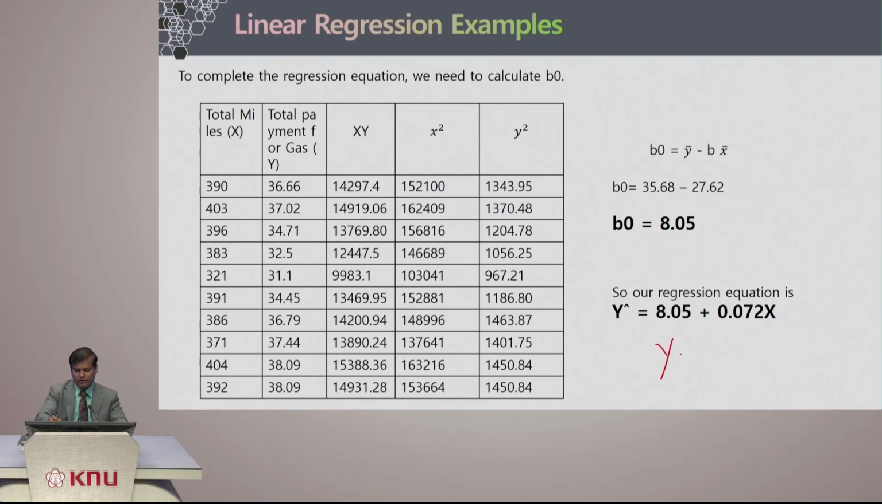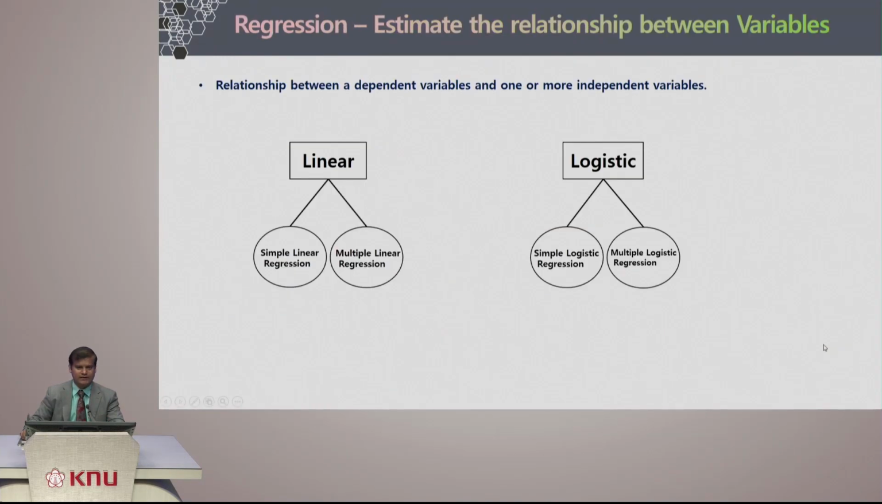For finding y, you can check 8.05 plus 0.072 times 630. You can check that out. This is a simple form of predicting the values. Well, this is what we have for the regression. So with this thought, let's move ahead and discuss more about how this regression is handled.